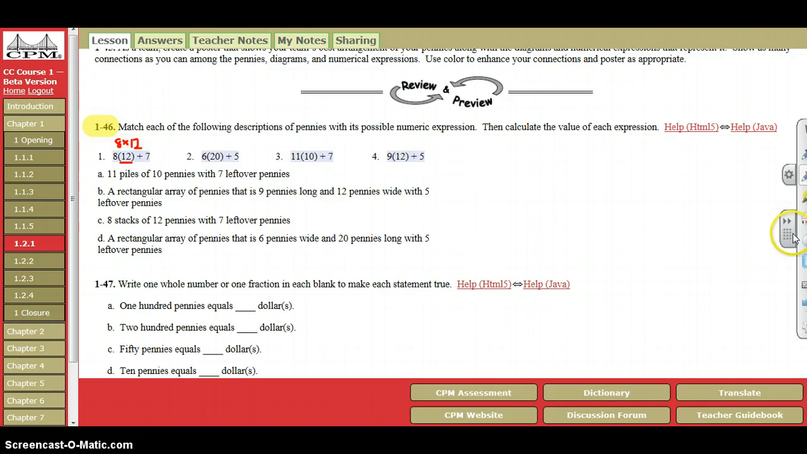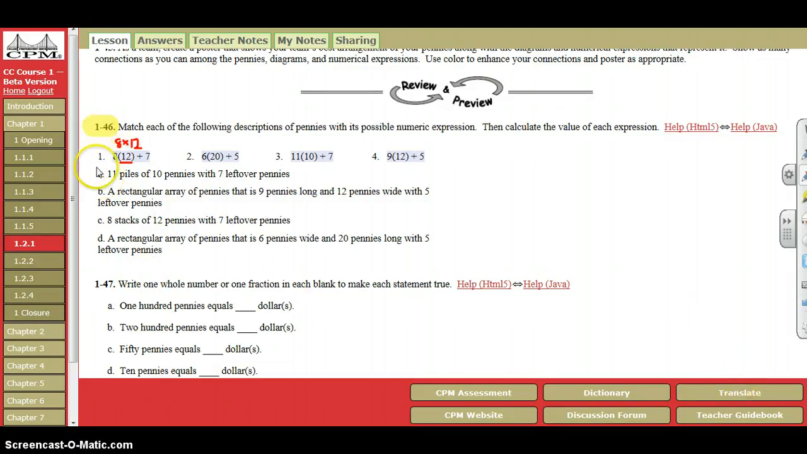So for 146, you're going to look at these 4 different expressions that they have right here: 1, 2, 3, and 4. I'm going to read through A, B, C, and D for you, and you're just going to put whether or not that expression goes along with the description, okay?